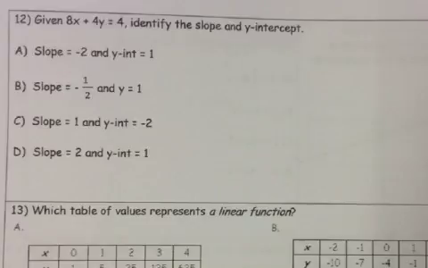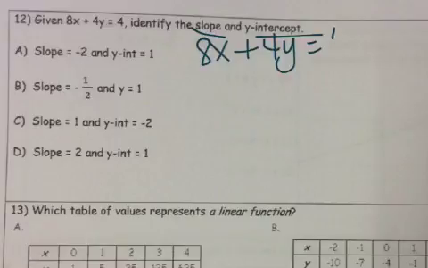All right, here we go, number 12. Given 8x plus 4y equals 4, identify the slope and the y-intercept. So what do we need to do? We need to write it in slope-intercept form. So that means we need to get y by itself. At this point, you should have no problem doing this.